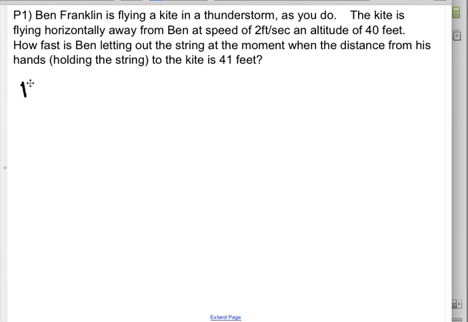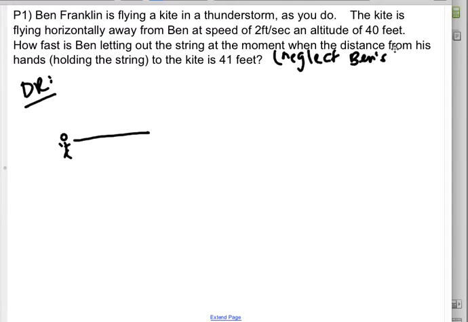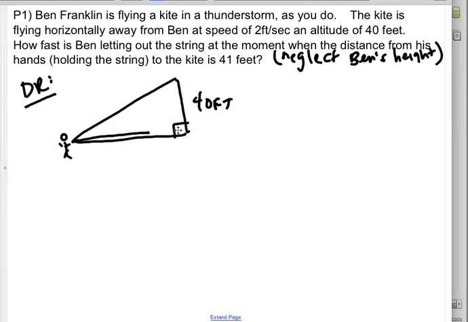Okay, so let's draw this thing. So here's Ben, right? We're going to neglect his height. Unless you are told otherwise, you're going to neglect Ben's height, which I know is crazy because he's not holding the string at ground level, but we're going to neglect it and say that the altitude of the kite is 40 feet, and that this is a right angle.